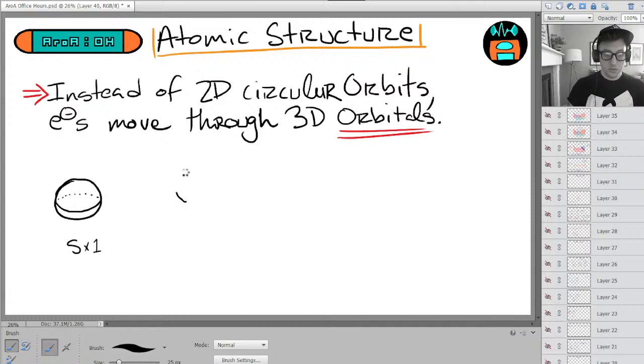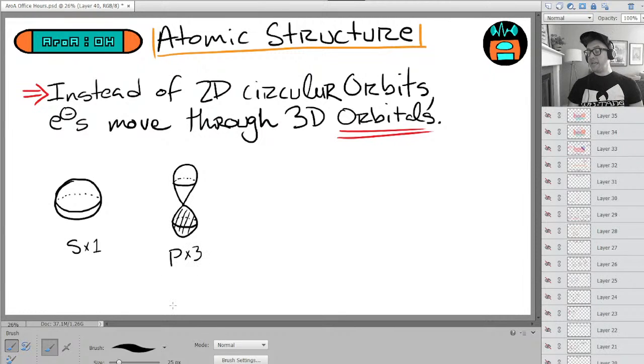There's also a p-type orbital. These are three-dimensional, just like the s-type orbitals are, where one half is shaded, one half is not, but it's three-dimensional all the way around. This is a p-type orbital, and there are three p-type orbitals on each shell where a p-type orbital exists. I'll get to that in a little bit.